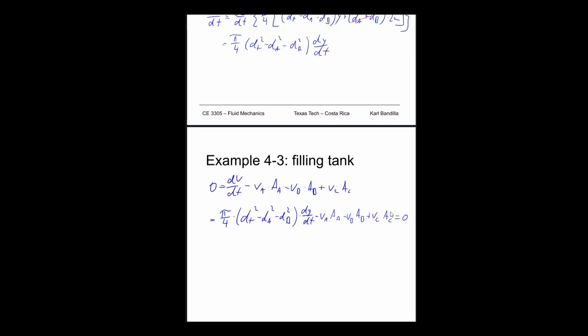Okay, based on that, of course, we can solve this for dy dt, so that means dy dt is then equal to all of these with the sign changed divided by the bracket and the pi over 4. So that's then VA times AA plus VB times AB minus VC times AC divided by pi over 4 times dt squared minus dA squared minus dB squared. All right, so we have that.